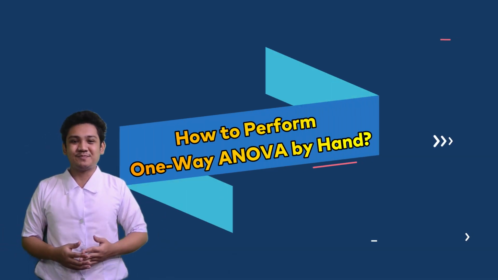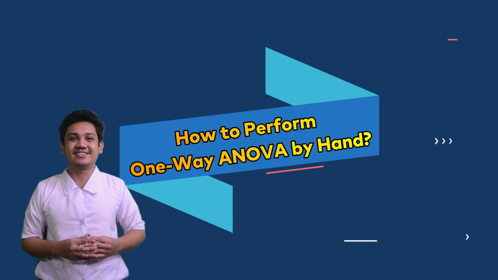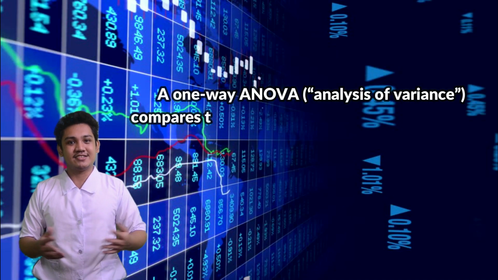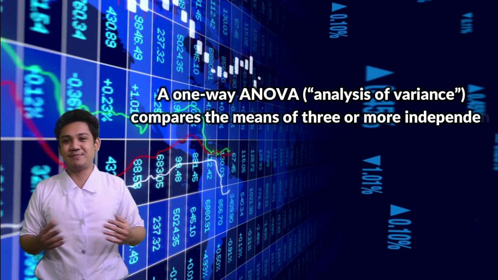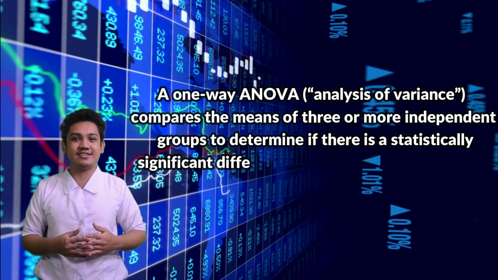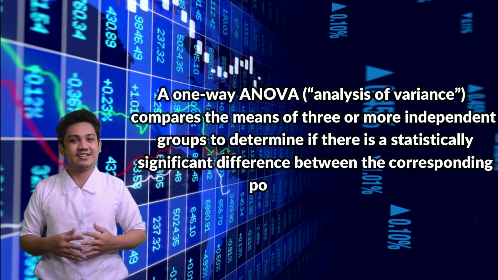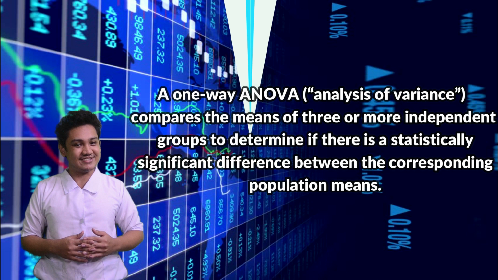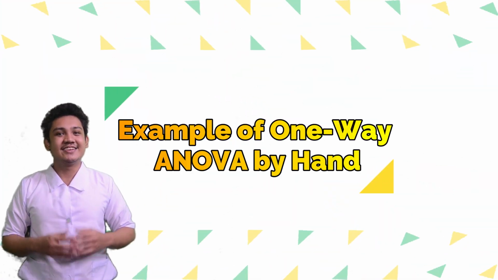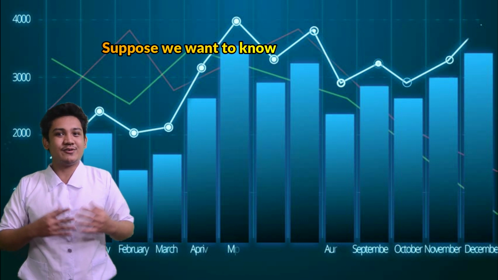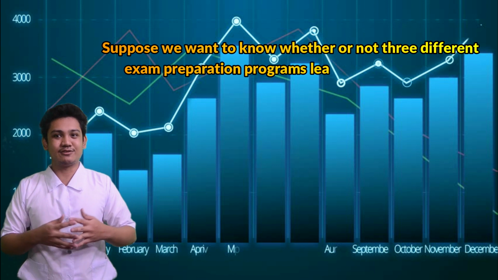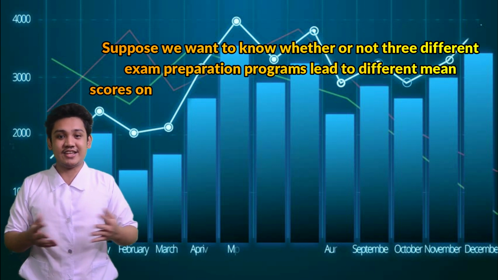How to perform one-way ANOVA by hand? A one-way ANOVA or analysis of variance compares the means of three or more independent groups to determine if there is a statistically significant difference between the corresponding population means. For example of one-way ANOVA by hand, suppose we want to know whether or not three different exam preparation programs led to different mean scores on a certain exam.